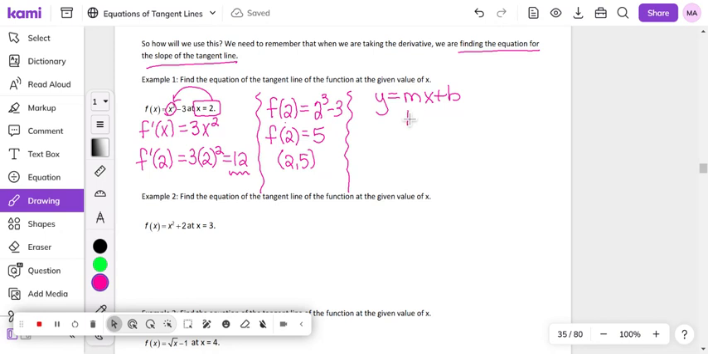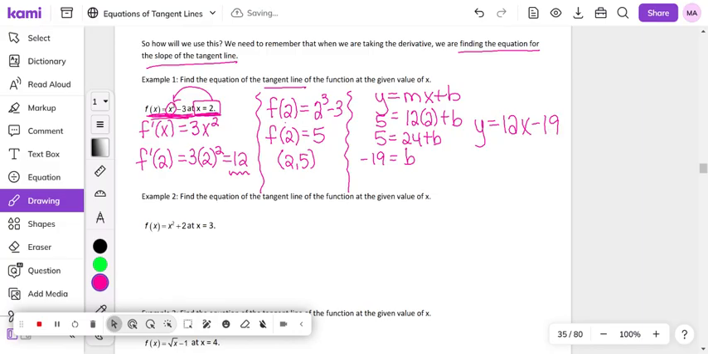So we're going to take our 12, put it in for slope. We're going to take our 2, put it in for x, and of course the 5 is here, leaving the only variable to be the b value. So we have 5 equals 24 plus b. Subtract, and we get b equals negative 19. So the equation of the tangent line when x equals 2 of this function is y equals 12x minus 19.